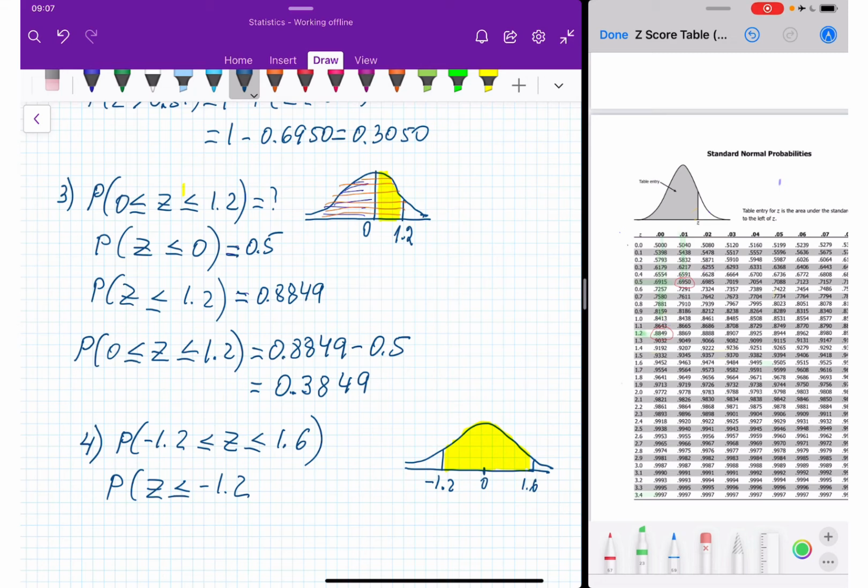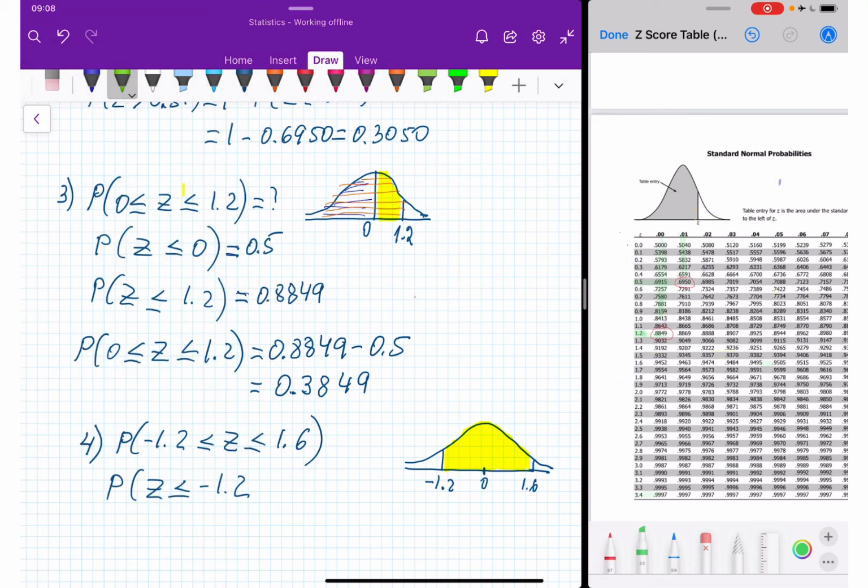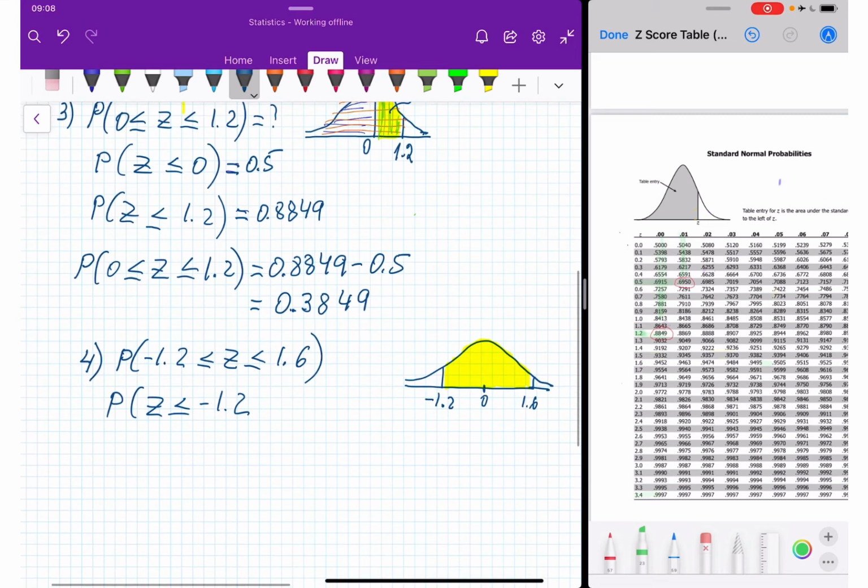So see, I forgot to show you, let me see. I would like to show you this area that we found, the yellow in the previous one, guys. This is the area between 0 and 1.2, and that is going to be 0.8849. I wanted to show on the graph also, 0.5. Okay? And the result, you have it.